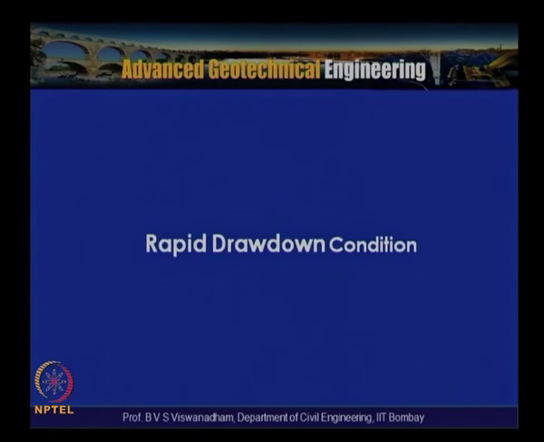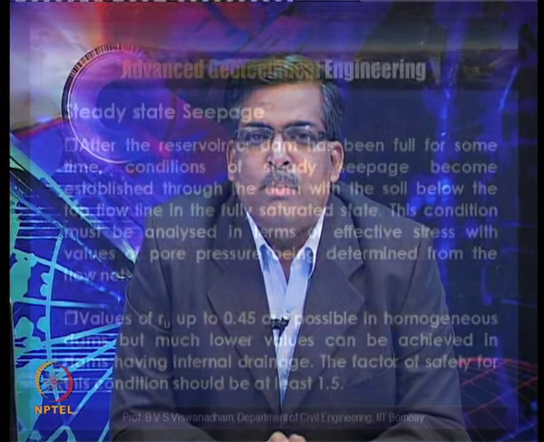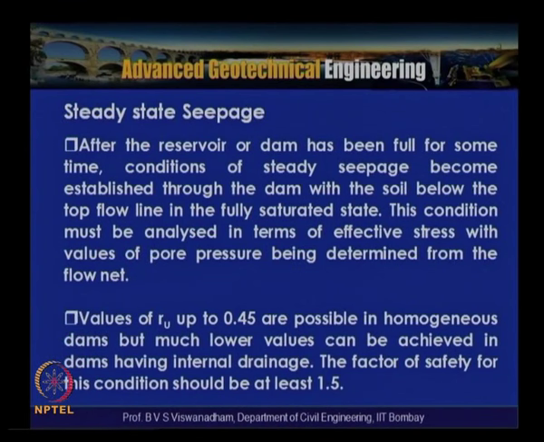Now coming to the rapid drawdown condition, the topic for this particular lecture, before addressing that, let us look into the steady state seepage condition. Once the reservoir or a dam has been full for some time, the condition of steady state seepage becomes established through the dam, with the soil below the top flow line in the fully saturated state. So the soil below the top flow line, nothing but the phreatic surface, will be completely saturated.